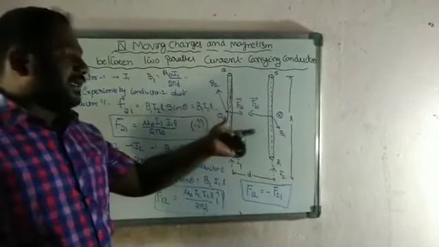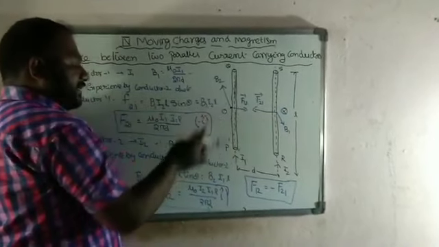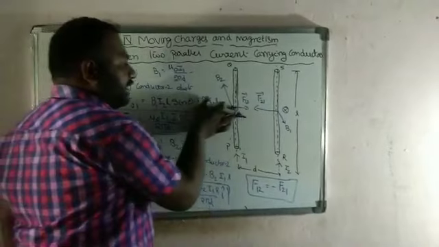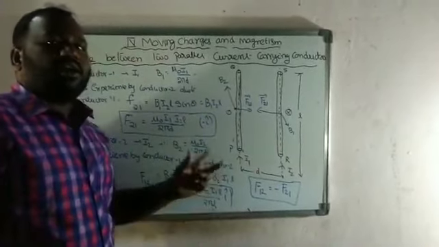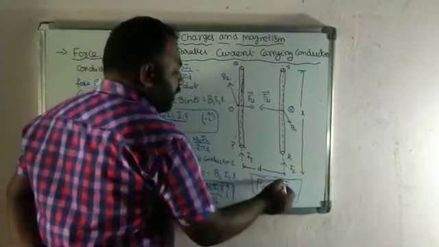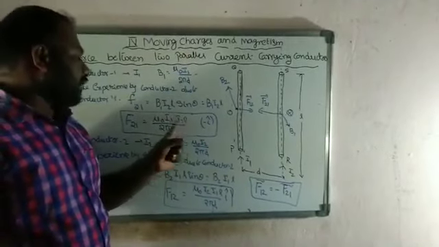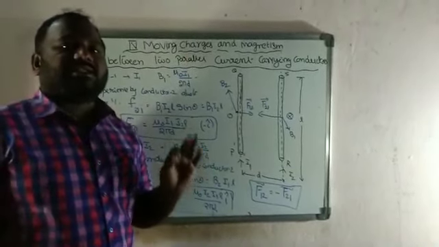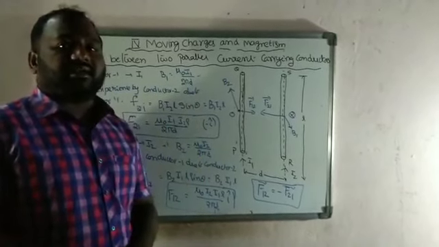Whenever we observe the directions, F21 is acting in the negative x direction and F12 is acting in the positive x direction. So both are equal in magnitude but opposite in direction. So the forces are F12 bar equal to minus F21 bar. The magnitude is mu naught I1 I2 L by 2 pi d. So this is the force between two parallel current carrying conductors.